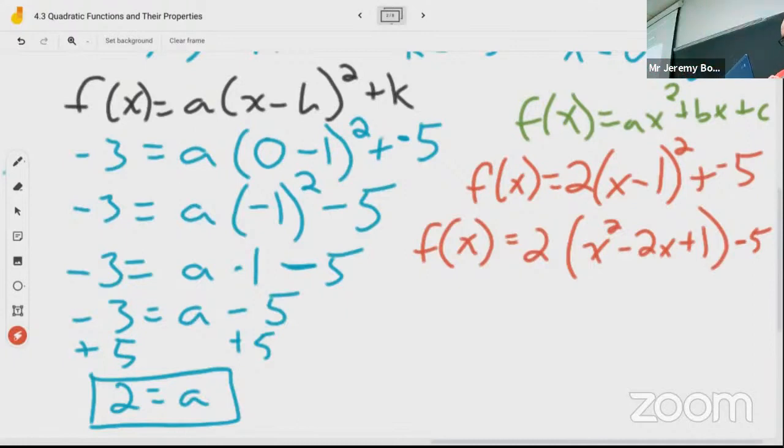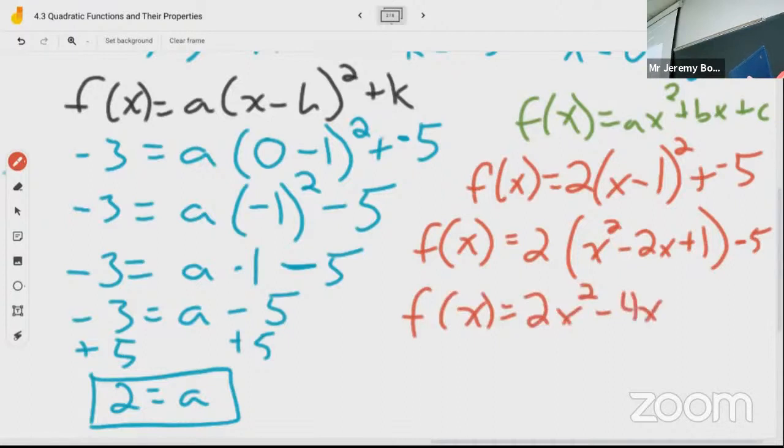And so we're going to distribute that too. 2 times x squared is going to be 2x squared. 2 times the negative 2x would be negative 4x. 2 times a positive 1 would be positive 2. And we got a minus 5. And so now I have ax squared plus bx plus, not c yet, but we'll do 2 minus 5.